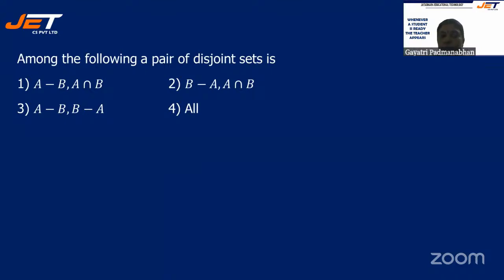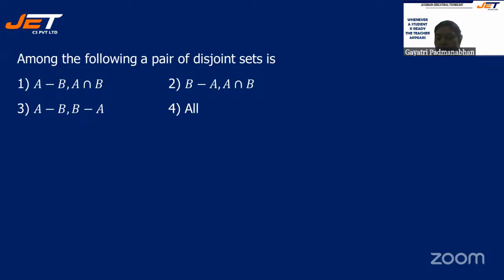Among the following, a pair of disjoint sets is dash. A minus B, comma A intersection B. B minus A, comma A intersection B. A minus B, comma B minus A. Or is it all? Right? Yes. See the next question.